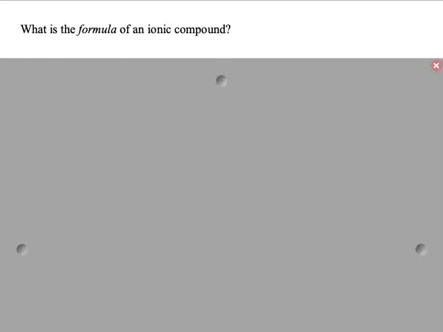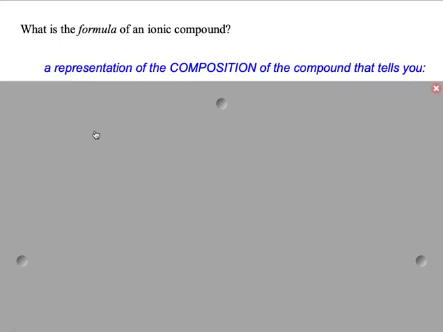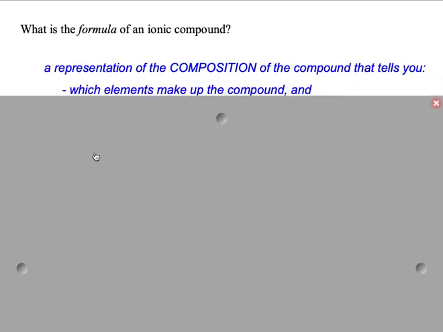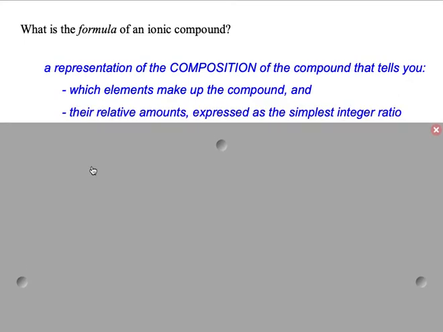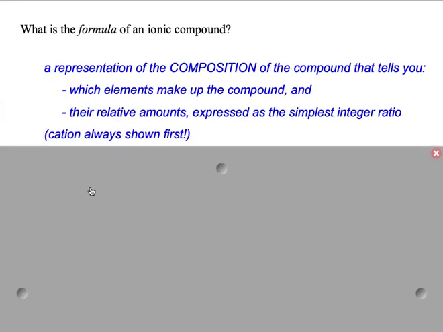What is the formula of an ionic compound? We haven't really talked about chemical formulas much yet, but we will very soon. But for now, I can tell you that the formula of an ionic compound is a representation of the composition of the compound that tells you which elements make up the compound and their relative amounts expressed as the simplest integer ratio. And in the formula, the cation is always shown first.